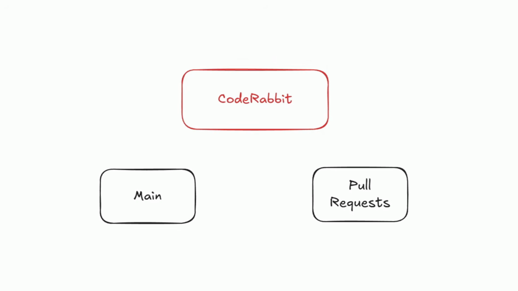Now, the interesting thing here is that CodeRabbit doesn't replace your existing workflow. Your developers can still use Cursor, Claude Code, or whatever coding tools they prefer. CodeRabbit simply sits in the review stage and acts as another set of eyes before code gets merged. So let's see what that looks like in practice.